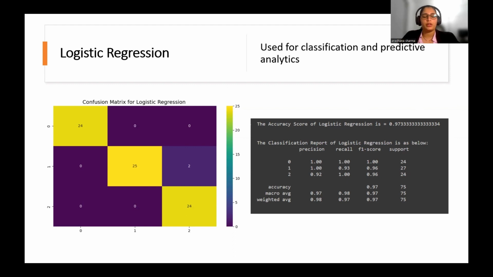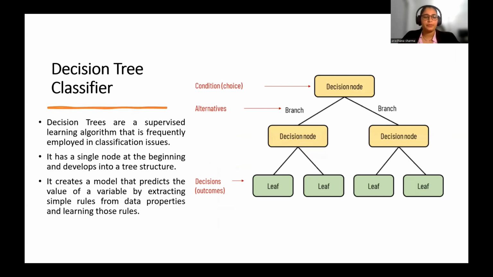Logistic regression can be used for classification and predictive analysis. We used logistic regression for classifying the Iris dataset, and here are the results. Class 1 had 100% accuracy. Class 2 had 2 data samples that were misclassified, and Class 3 again had 100% accuracy. We have an accuracy score of 0.973 with this classifier.